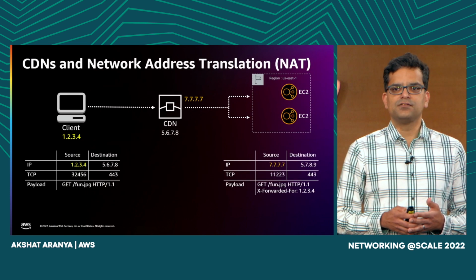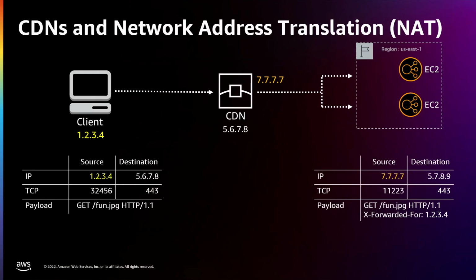Now let's look at another aspect of CDNs which we wanted to address. Typically, CDNs use network address translation to route traffic from an edge location towards an origin. Also, the origin generally needs to be publicly routable so that the CDN can route to it. In this example, the packet seen by the origin is sourced from a NAT IP address of an edge location, 7777. The end client's IP is not a part of the IP header and instead is encoded in an X-Forwarded-For header for HTTP proxies.